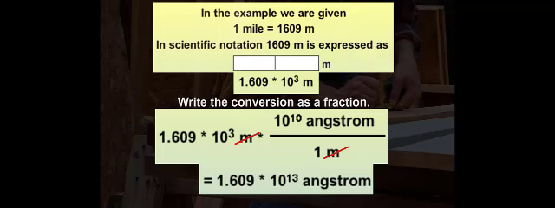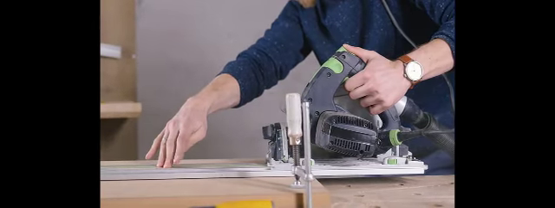Hence, the conversion fraction is 1.609 times 10 to the power 3 meters times 10 to the power 10 angstroms divided by 1 meter. Meters at the top and bottom can be cancelled. Equals 1.609 times 10 to the power 13 angstrom. In the question, the number 1609 has 4 significant figures, hence, the answer is given in 4 significant figures. Hope you have learnt and understood this concept.